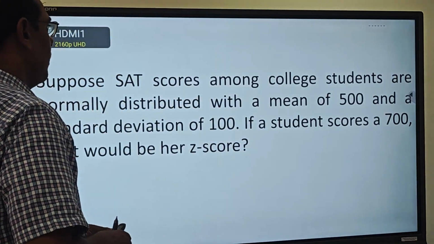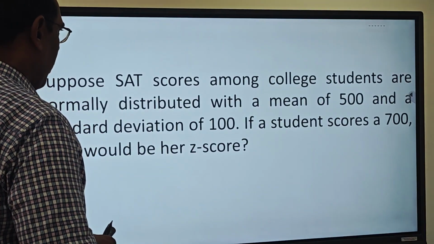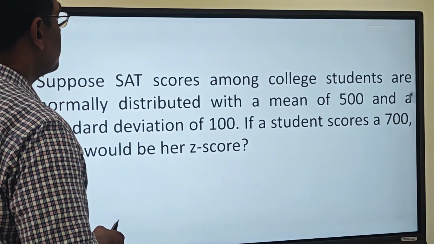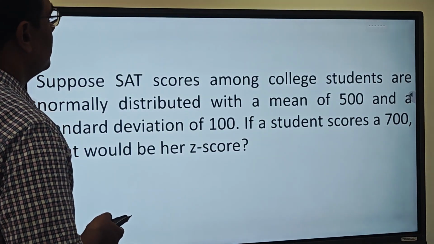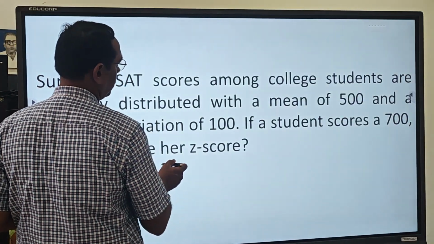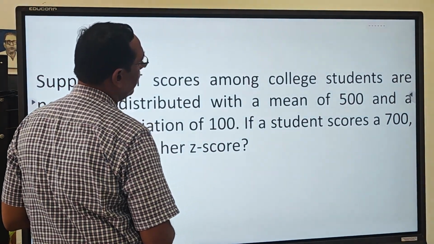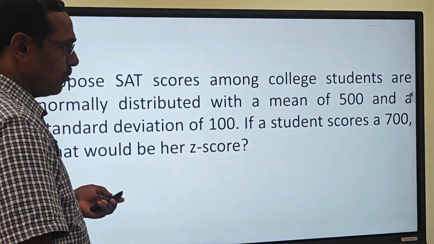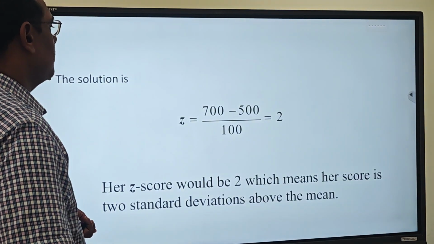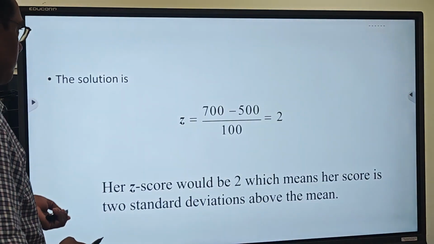So another example, suppose achievement scores among college students are normally distributed with a mean of 500 and a standard deviation of 100. If a student scores 700, what would be her Z score? Z is equal to 700 minus 500 divided by 100. What is the value? 2. Z is equal to 2. So she got more. The Z score is 2, therefore it is 2 standard deviations above the mean, hence the score is more.